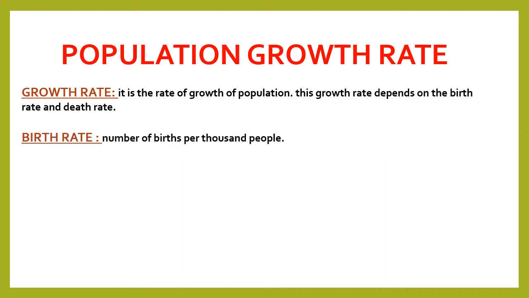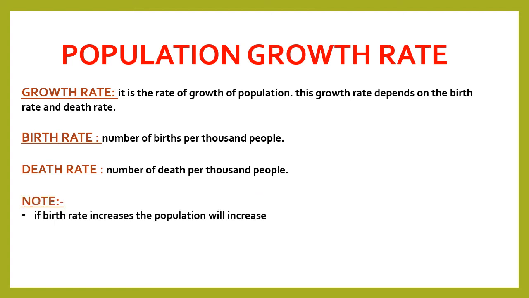Then what is birth rate? Number of births per thousand people. Death rate means number of deaths per thousand people. Then if birth rate increases, the population will increase. If there are more births taking place in our country in that particular month or year, then the growth rate will automatically increase. If birth rate decreases, the population will gradually decrease.